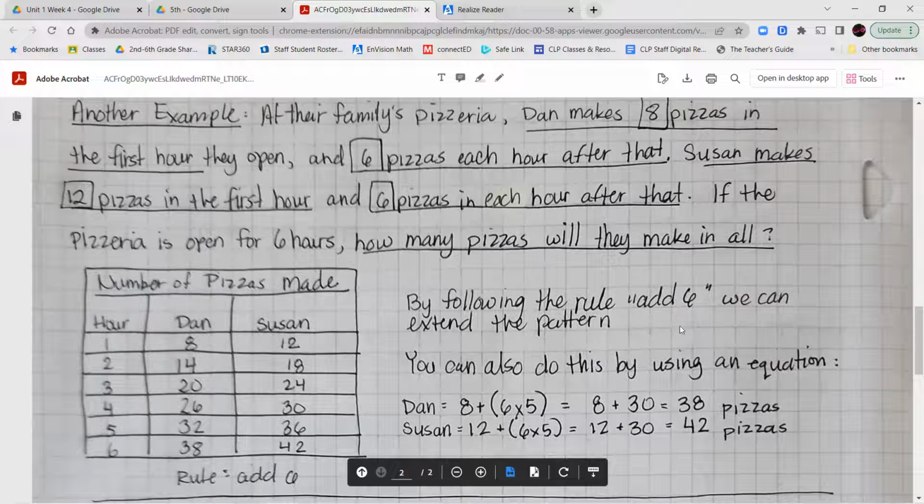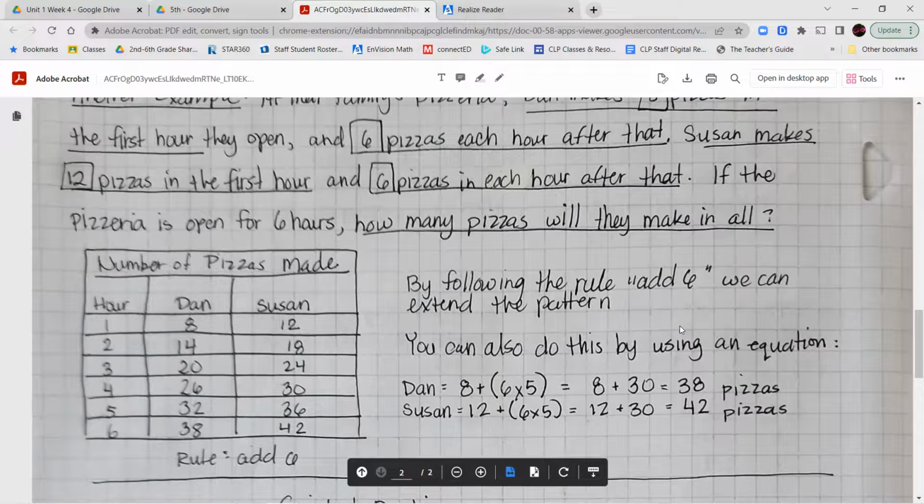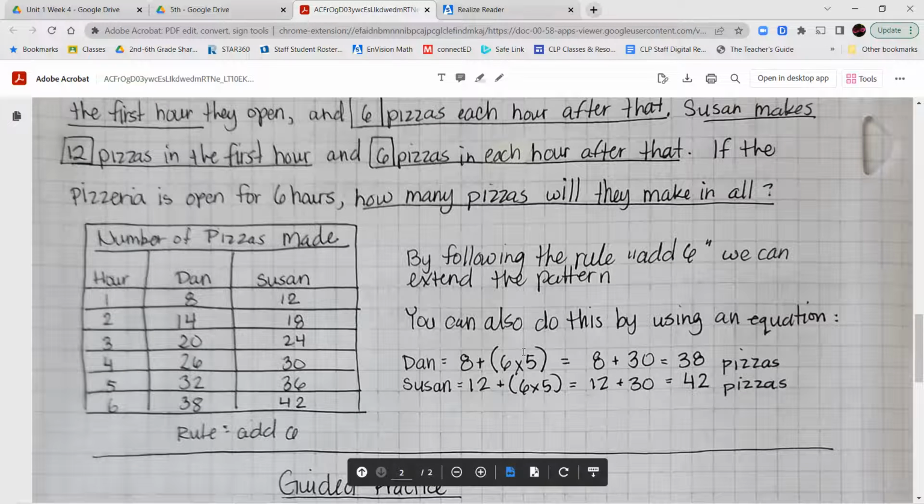Now you can also do this by writing equations and using multiplication. So we know that the rule is add 6, and we want to know if they make 6 pizzas per hour for 5 hours, plus that first hour, how many pizzas are they going to make? So the first hour is out here. So 8 pizzas for the first hour, and then 6 pizzas for the next 5 hours. So that's going to be 8 plus the product of 6 times 5, which is equal to 8 plus 30, which tells us that Dan made 38 pizzas. That lines up with what we got when we made our data table.